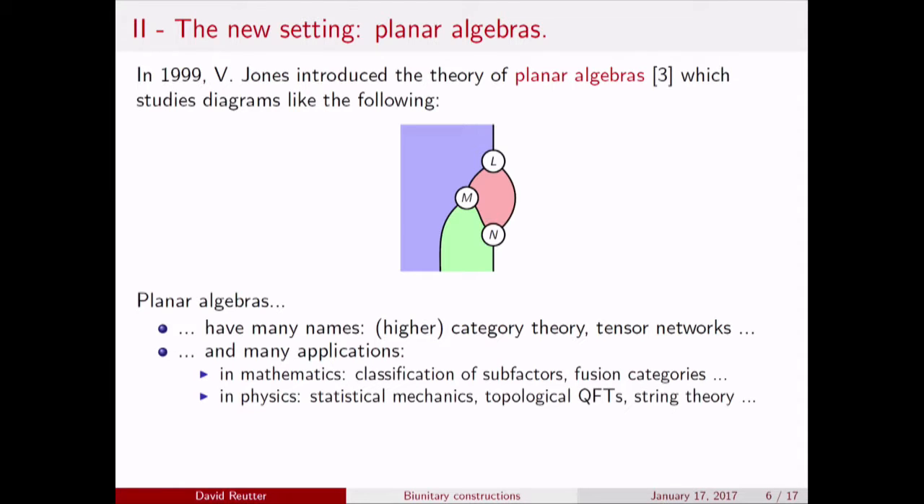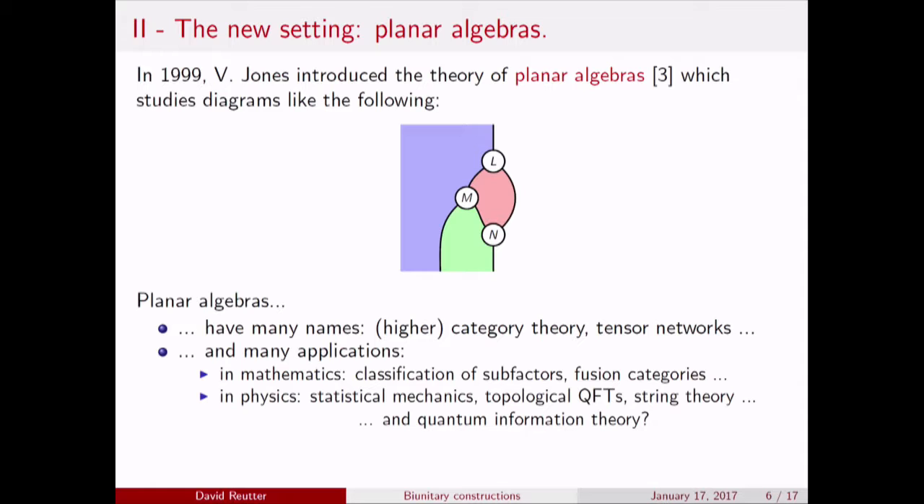In mathematics, they are very important for the classification of subfactors in operator algebras, or for the classification of fusion categories. In physics, they are used in statistical mechanics, in topological quantum field theory, in string theory, in condensed matter theory, while then I'm suggesting we should also use them in quantum information theory.